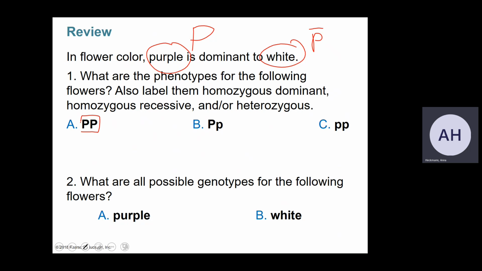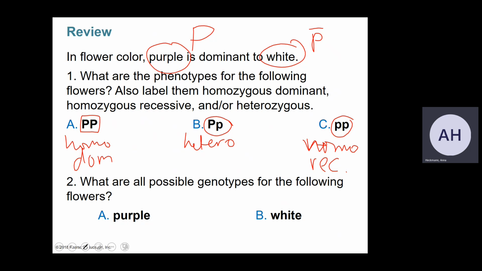Here in this genotype, we have two dominant alleles. So that's homozygous dominant. We have here a dominant and recessive. So that's heterozygous. And we have here two recessive alleles. So that's homozygous recessive.